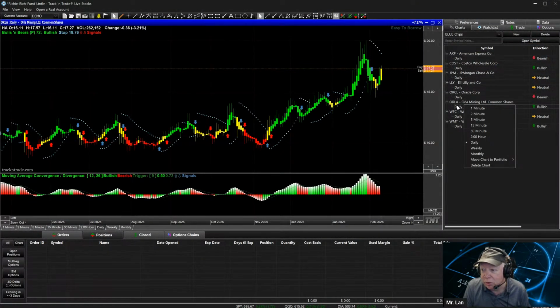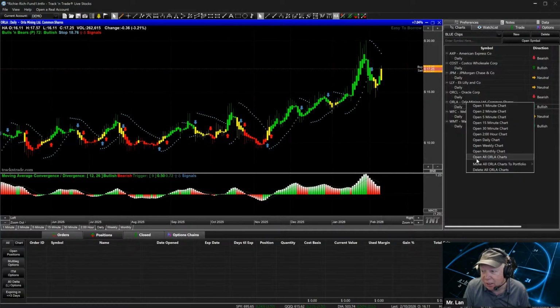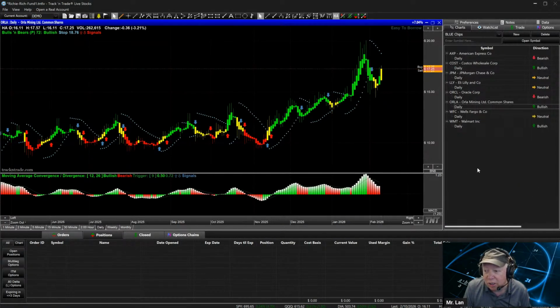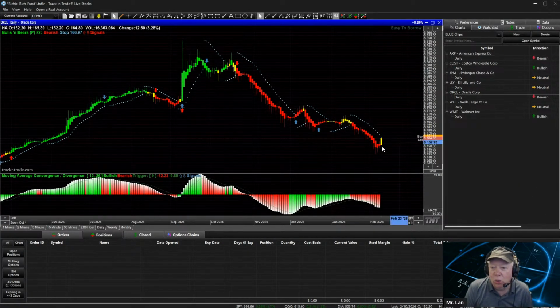I got to get rid of this one. So all we do to get rid of it is right click on it like that and say delete all ORLA charts. We don't want those. All right.